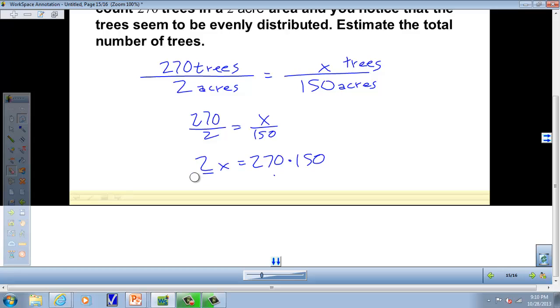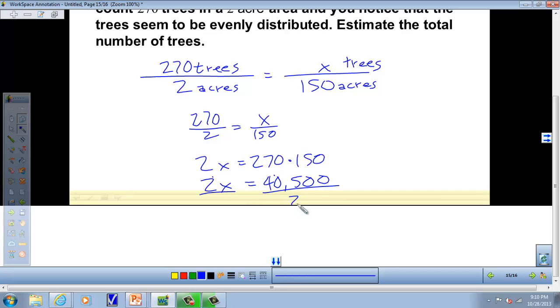So that's the same as 2x is equal to 270 times 150, which gives me 40,500. Dividing both sides by 2, we get x is equal to 20,250. And that would be trees, because we said that at the beginning.